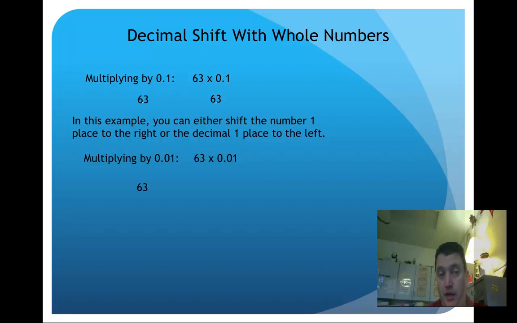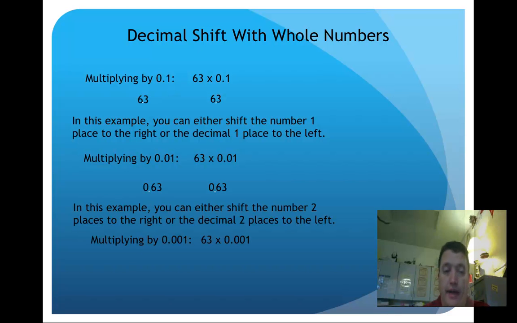So if I multiply by 100th, guess what's going to happen to my number this time? Now it's going to shift 2 places to the right if I'm moving the number, or I'm going to take the decimal point and move it 2 places to the left. Just like that. Let's look at the last one. If I look at multiplying by 1,000th, guess how many places? Yep, still 3. So I'm going to take my decimal number.